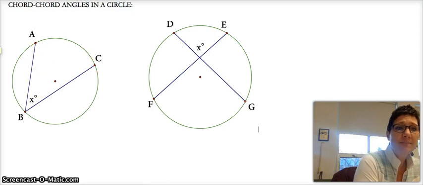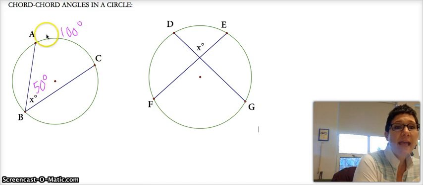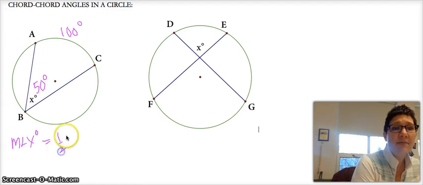So if, for example, this was 50 degrees, the measure of arc AC would be, that's right, 100 degrees. Now, if you notice, it is created by two chords. AB and BC are both chords. And the vertex sits on the circle, and that's pretty cool. So we know that the measure of angle X degrees is equal to 1/2 the measure of arc AC.